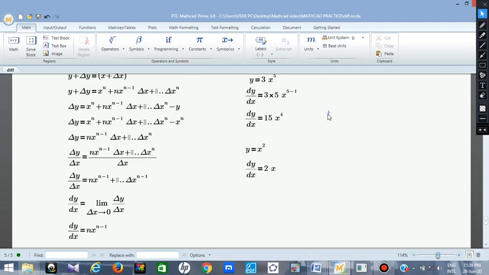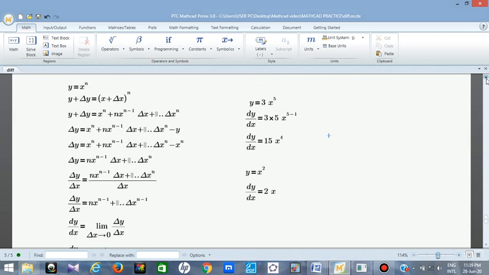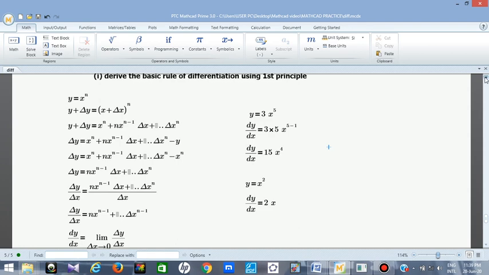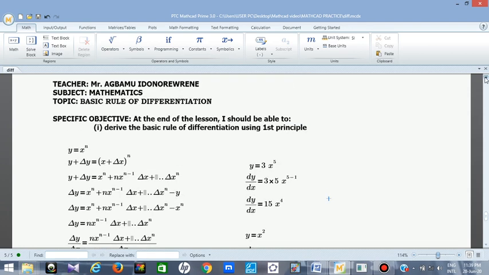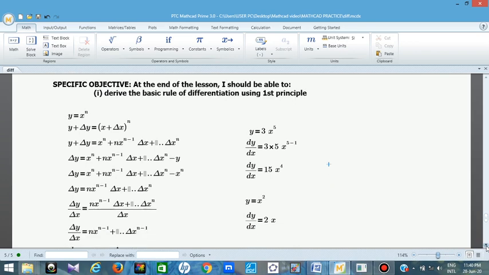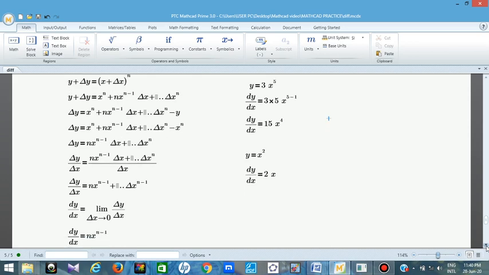This is all I want us to learn in today's class. In my next video, I'm going to show you how you can differentiate other functions like product, quotient, function of a function, just like that. I hope you understand all I did today. I just wanted you to know how we got the basic rule of differentiation. With this basic rule, you can differentiate any function, you can differentiate sum of functions. Just follow what the rule says we should do.